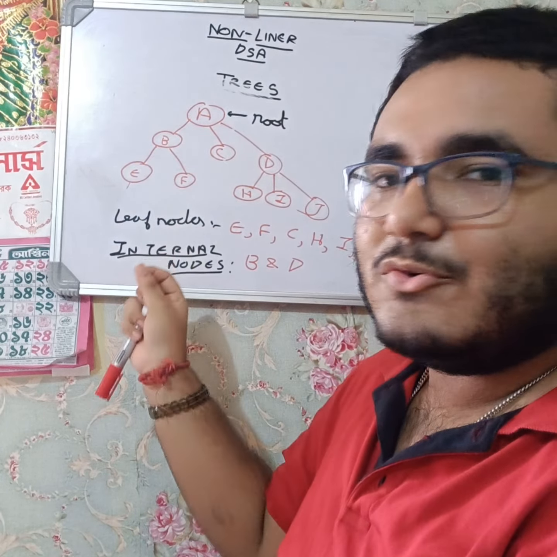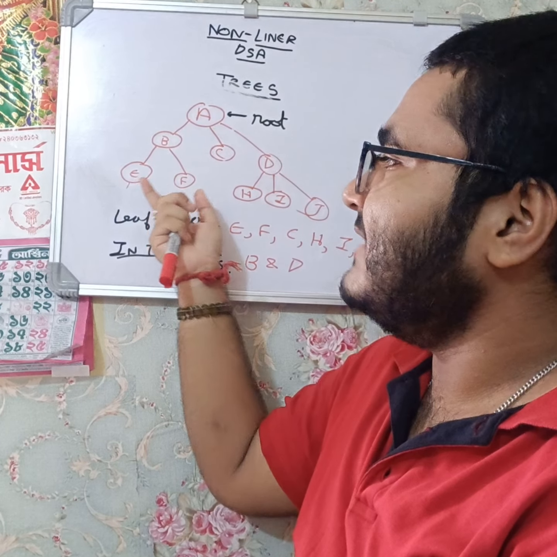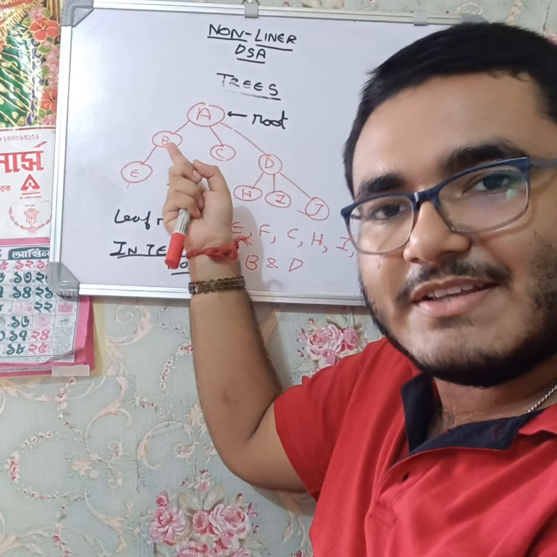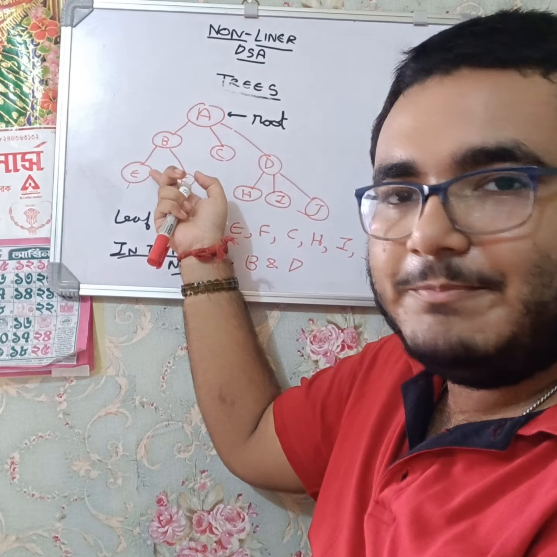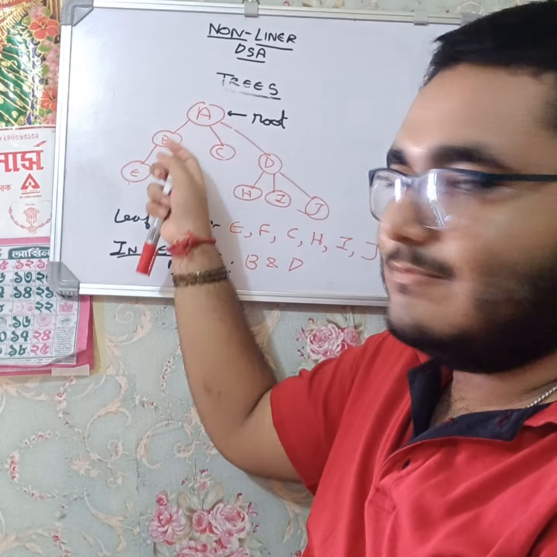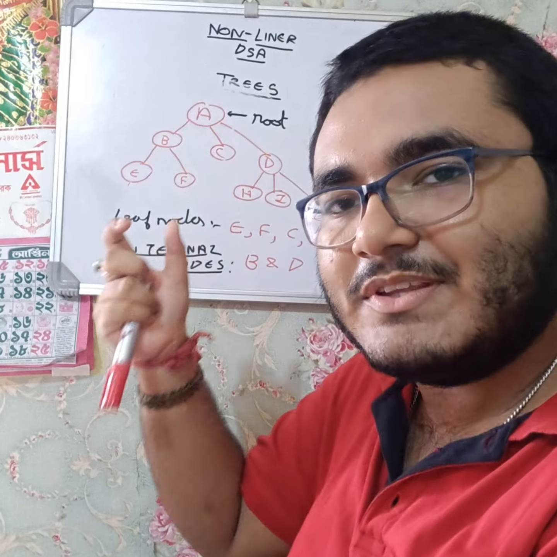Now there can be questions like, who is the parent of E? We can clearly see that the parent of E will be B. Again, suppose I try to relate things with human nature.